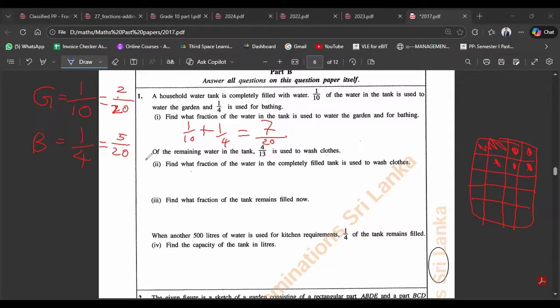The second question says, of the remaining water in the tank, 4/13 is used to wash clothes. Is that point clear? Now, from the remaining, to wash clothes, for the clothings, they have used 4/13. Is this 4/13 from the total? No, this 4/13 is from the remaining. So 4/13 of the remaining. What is the remaining we have?